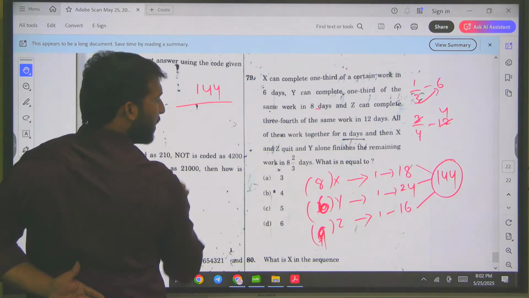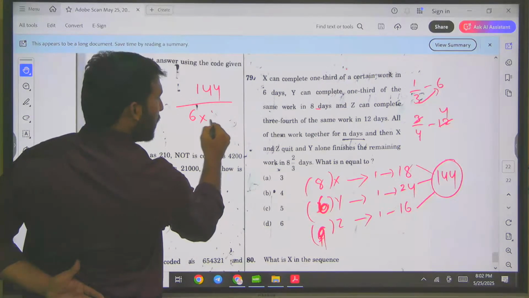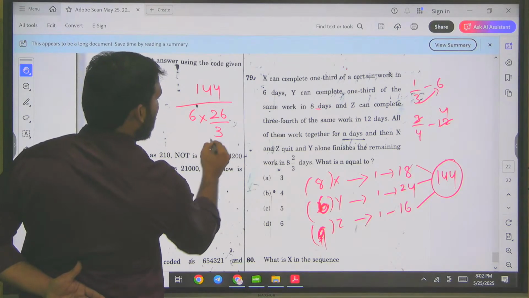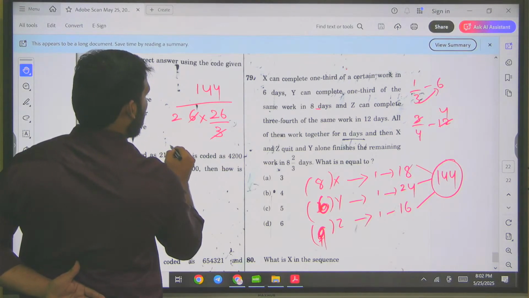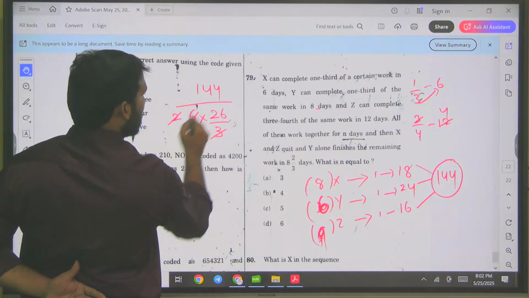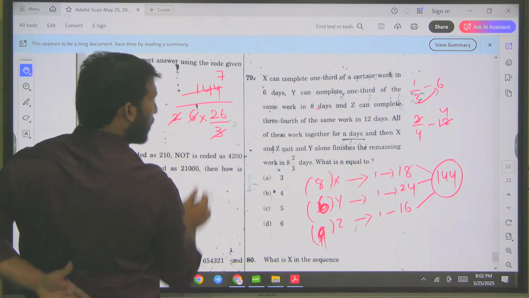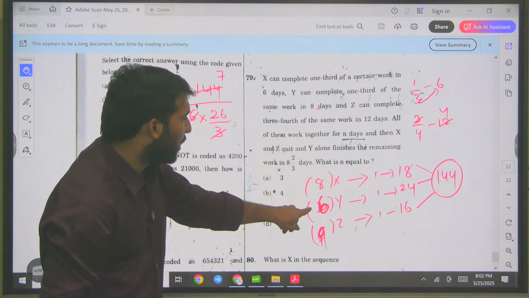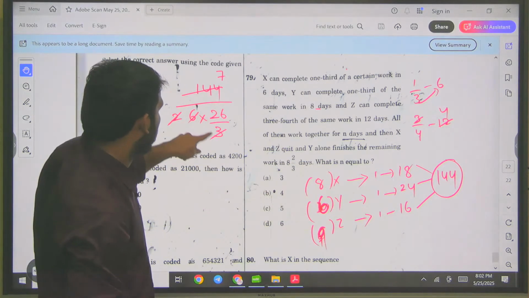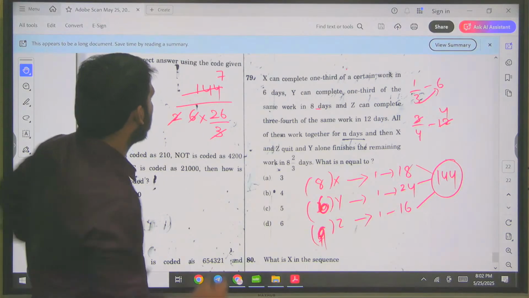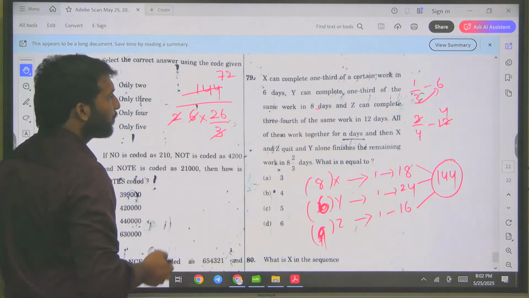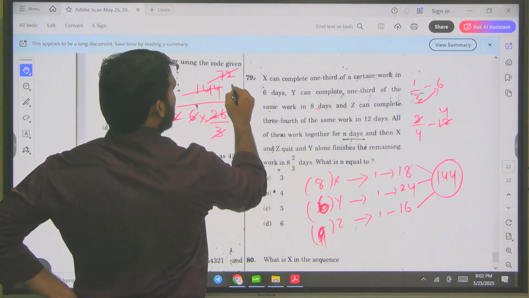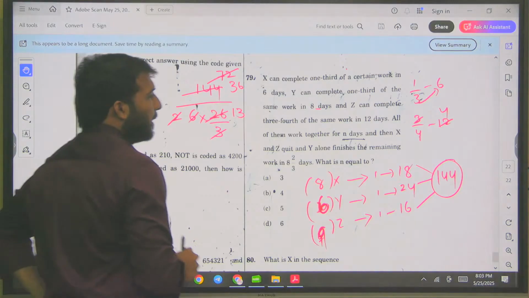144 divided by 6 into 26 by 3. 8 threes are 24 plus 2, 26 by 3. Total work, Y alone finishes the remaining work in 8 2/3 days. If Y alone works, 3 ones, 3 twos, 72. Further, 13, 36.